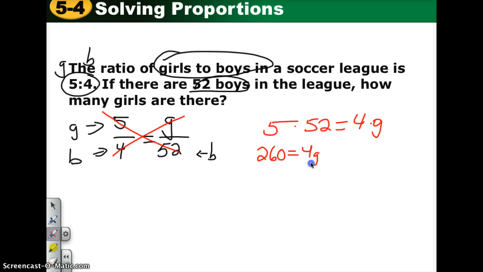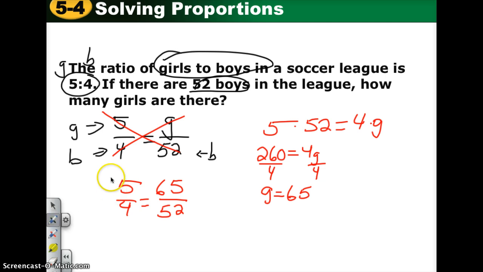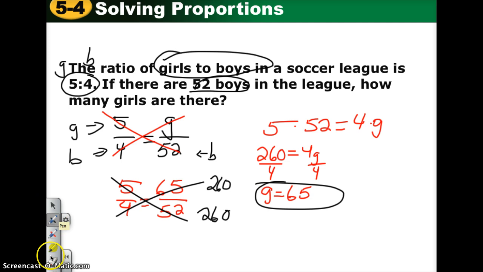equals 4G. All that solving equations we spend time on is going to help us here to get G by itself, divide by 4. So G equals 65. So if we wanted to check and see how we did, we're saying 65 girls and 52 boys is a proportion with 5/4. We could cross multiply. Well, we already know 5 times 52 is 260, and 4 times 65, if we check that with a calculator, 260. So we got the correct number of girls.